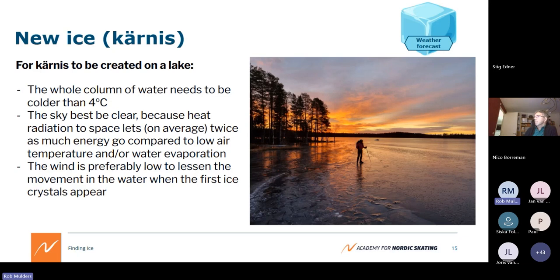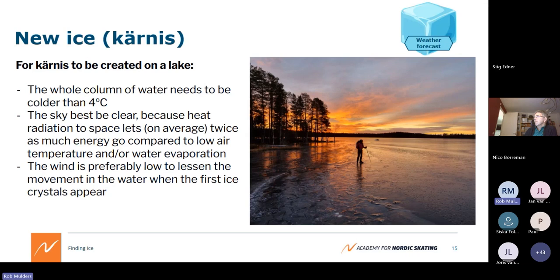And the sky had best be clear, because heat radiation to space is twice as effective compared to low air temperature and or water evaporation. In fact, I have seldom seen new ice on a lake without a clear sky. Even when it's -5, -6 air temperature, if it's cloudy, it's not often that I have seen the ice start. Clear sky is so much more important than those other two factors.